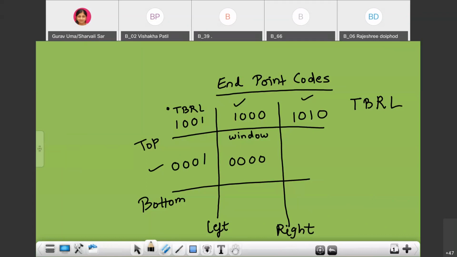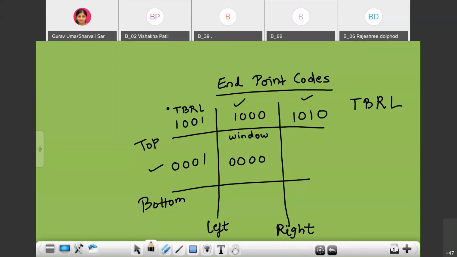Then consider the middle block, the window, the middle portion. As it is not at the top, not at the bottom, not on the left side, neither on the right side, it is in the middle. So all values will be 0.